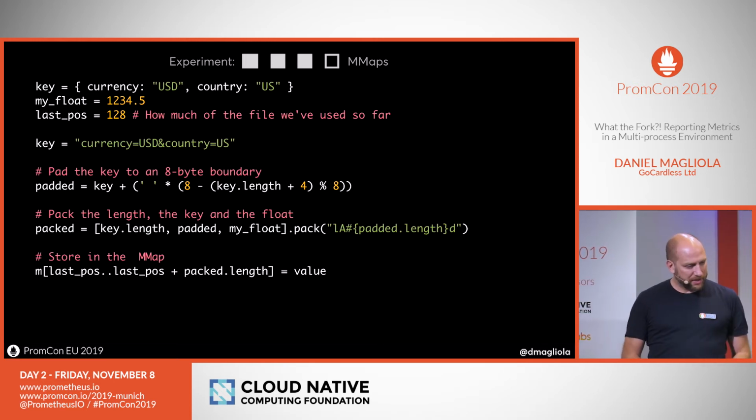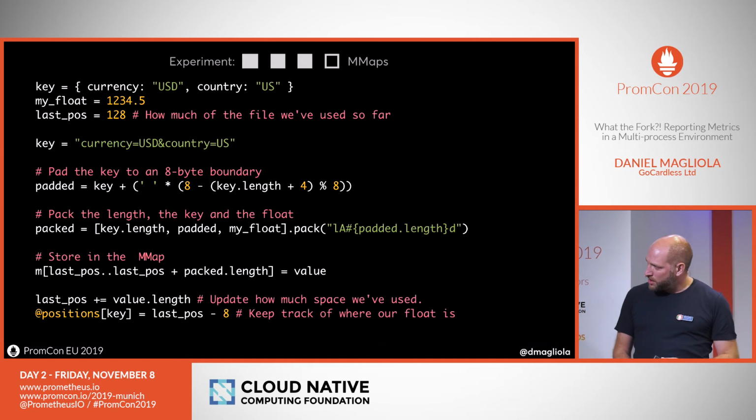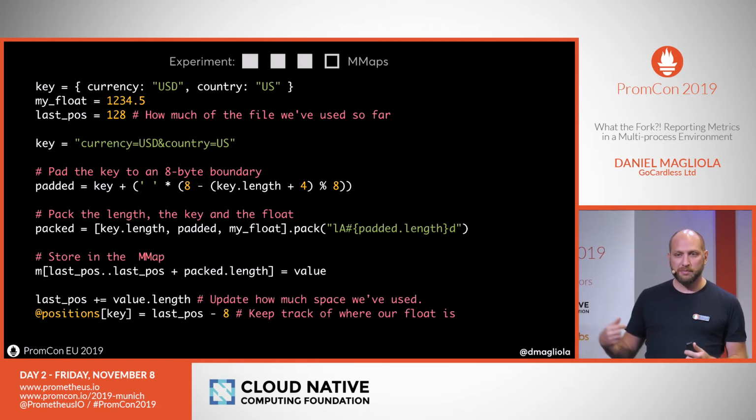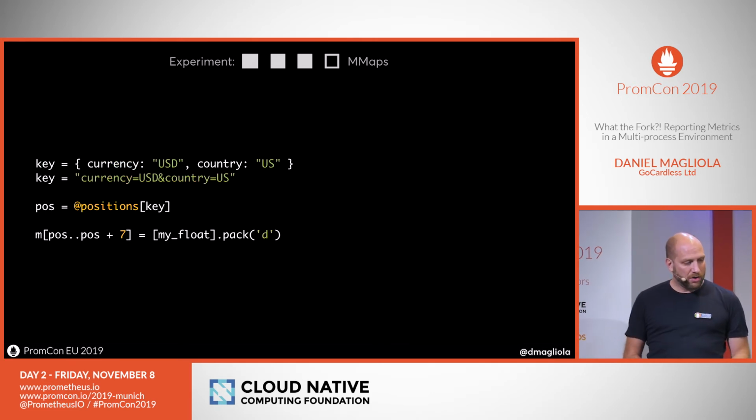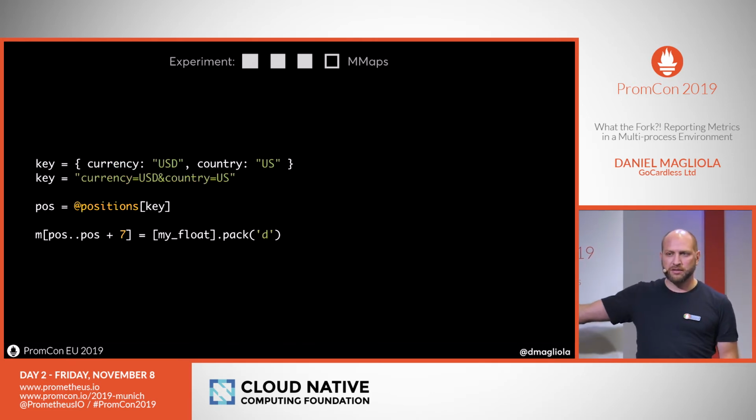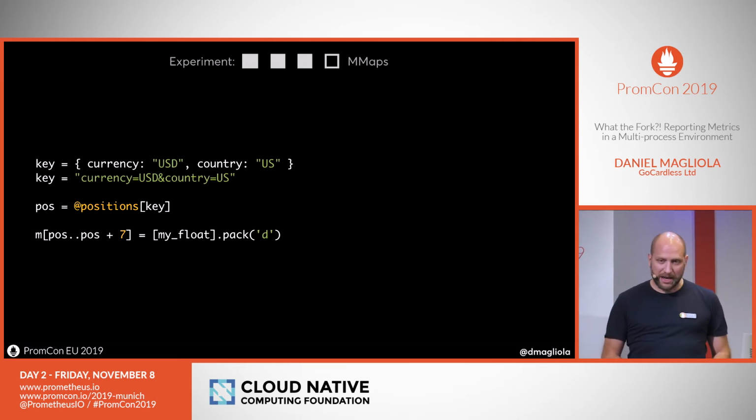But this is the clever part. In addition to that, we take a little hash of our own that we keep in memory, and we keep track of where we put the float in the file, which offset we put the float for that particular key. So the next time we need to update that, we just need to find the position and update those 8 bytes. It's super, super quick. Now, this is pretty clever. I would never have come up with this myself, so props to Julius.